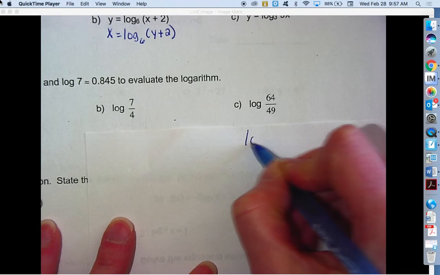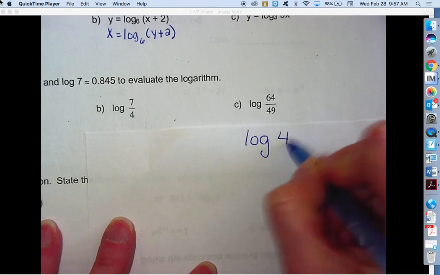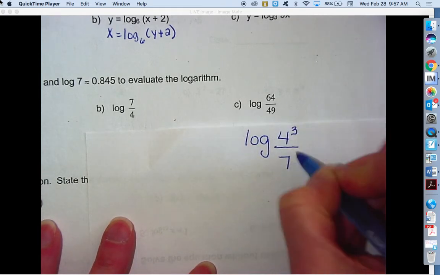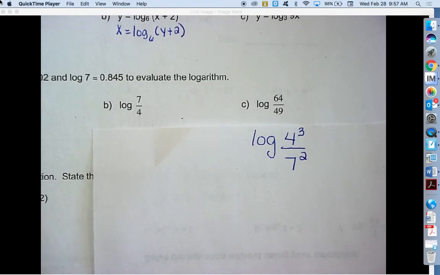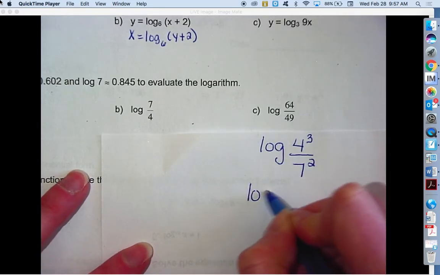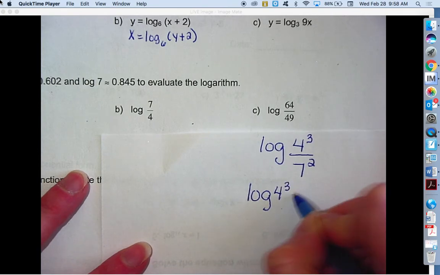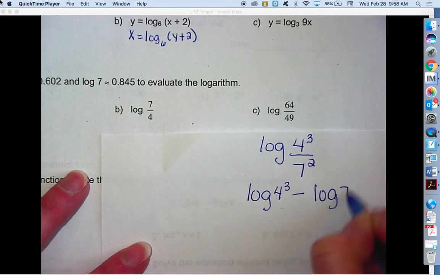So it would be log 4 to the third over 7 squared. Right, so you can change 64 into being 4 cubed. You can change 49 into being 7 squared. So that would be the first step. Rewrite them so that they're as an exponent. And then if you have division, division means what? How can we expand it when you're dealing with logs? Sarah? Subtract it. So we really have log 4 cubed minus log 7 squared.